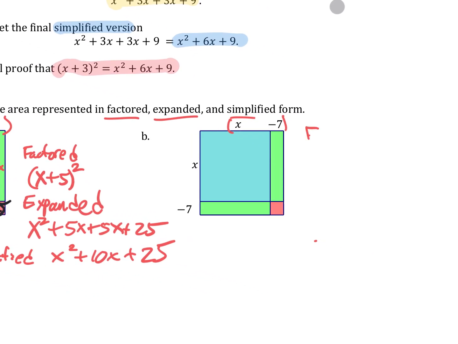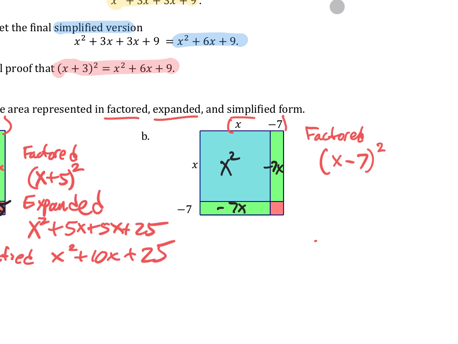All right, so that we'll call our factored version: x minus 7 wide and x minus 7 tall. So that's x minus 7 squared. Okay, that's our factored version. So the simplified version, this piece is x squared. This piece here is negative 7 by x. Again, that's kind of weird with the negative, I know. But yeah, let's go with it.